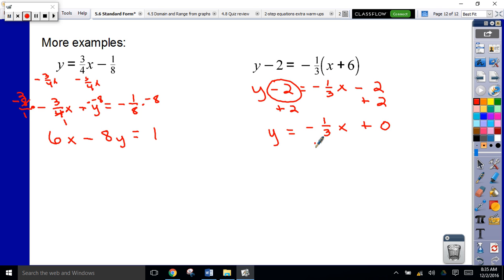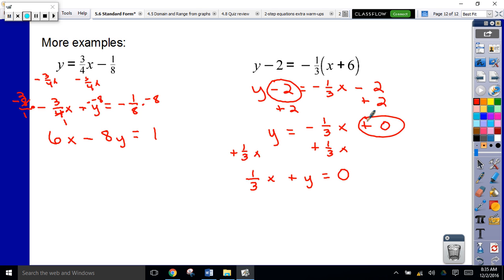Now I'm going to add 1/3 x to both sides. And now I have 1/3 x plus y equals 0. So I really didn't need to write the 0 in the previous step, but I did need to write it here because you can't just have nothing on the side. You have to say 0.